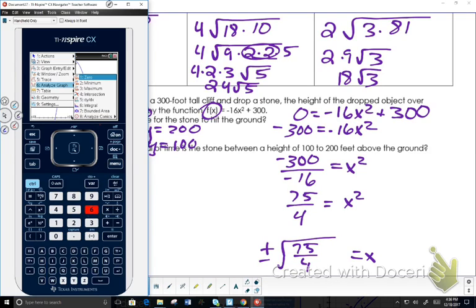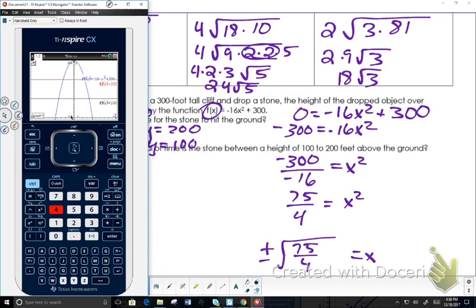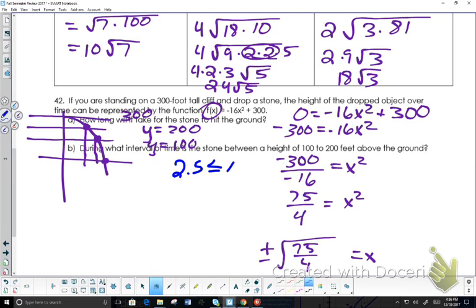So I'll do menu, analyze graph, and I want to find the intersection of this graph and then of this graph, since I graphed so many. So there, I want to get to the left of it, then I want to get to the right of it. So that one's going to be from 2.5 less than or equal to x less than or equal to, and then I got to go back and get the other one.